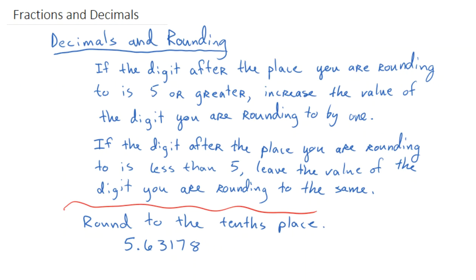Okay, let's do the same thing with a slightly different number. Now we're going to round 5.63178 to the tenths place. The tenths place is still the first digit after the decimal. The thing making the decision here is going to be the 3. Now the 3 is less than 5, so that means we're going to leave the 6 alone. So this number rounded to the nearest tenths is 5.6. There's some confusion about when you make the number smaller. When you're rounding, you never make the number that you're going to change smaller. It either goes up by 1 or it stays the same.